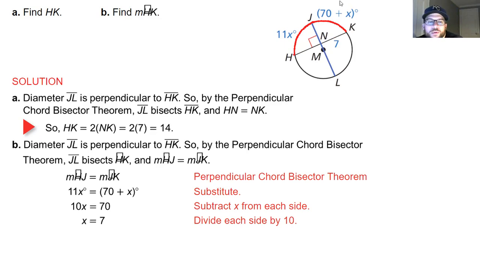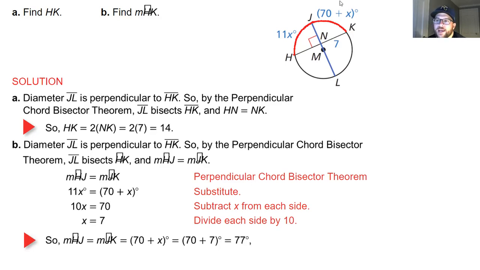So we're going to plug that into both of our HJ and JK to get the individual arc measures. 70 plus 7 is 77. You're going to add that to itself or multiply by 2 because you know that 2 of each of those measures equals the total. And you're going to get a total of 154 degrees for the measure of arc HK.